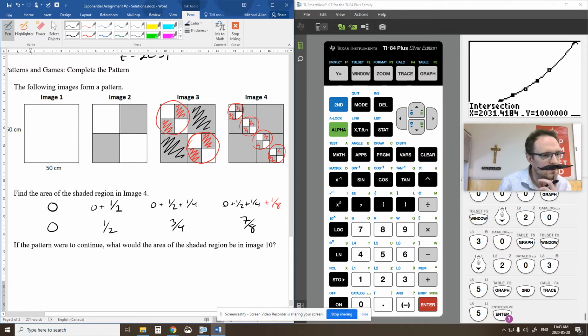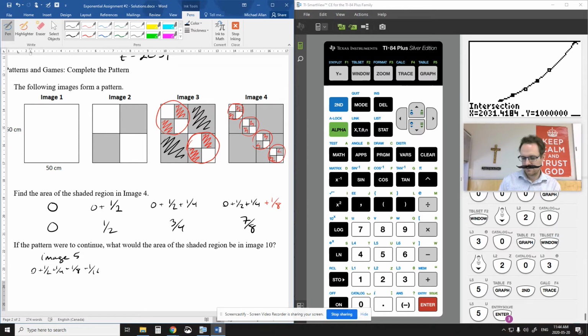I wonder if there's a pattern. I think the next one will be 16ths, like 15/16. Maybe. If the pattern were to continue, what would the area of the shaded region be for image 10? Okay. So for image 5, I'm just going to write this down. Image 5, I would have 0 plus a half plus a quarter plus an eighth plus a 16th. Plus a 16th. Math, enter. Yeah, you get 15/16. Looking pretty good.